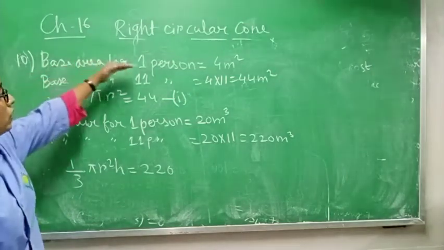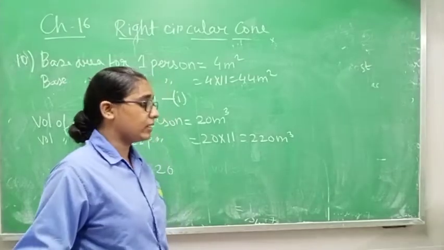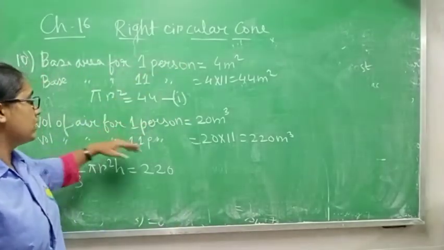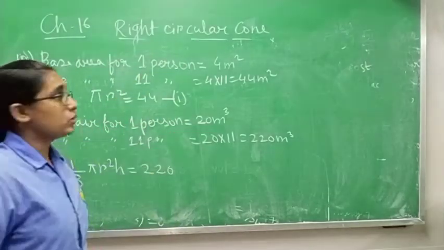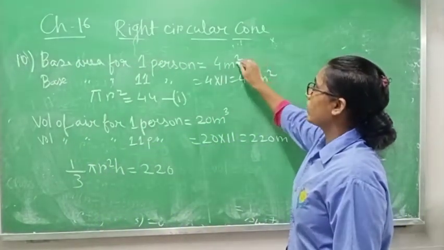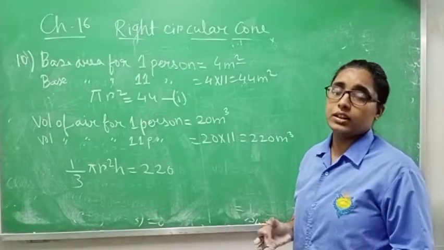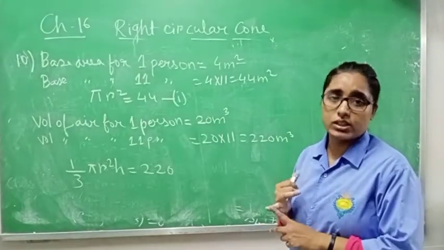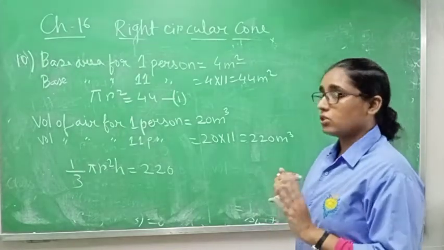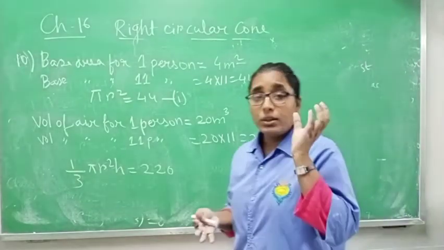Base area for 1 person is 4 meter square. Now you will ask why I am understanding that this one is area and this one is volume. It's very easy here. What is given to you? Meter square. Square means it is area. And which area? Curved surface area or total surface area? It is neither curved surface area nor total surface area. Why? Because it is not mentioned that upper one or total. It is mentioned only base.